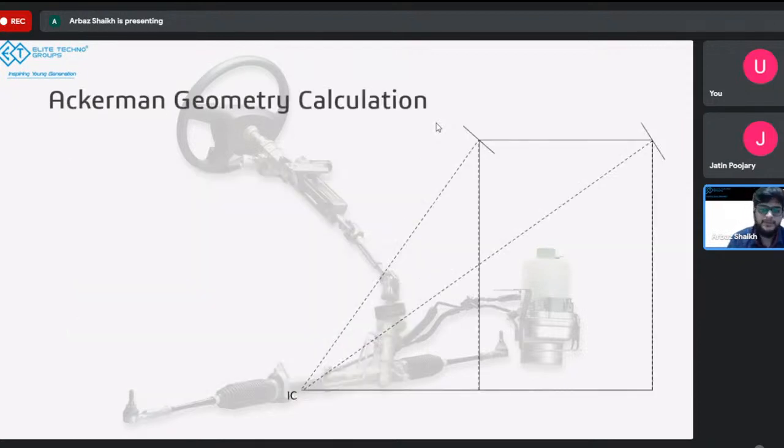Okay, so to start with, we'll go to the Ackerman geometry calculation. This is something that you had seen yesterday also. This is your inner wheel, this is your outer wheel. They both connect at a point which is called IC, and this IC lies on the rear axle.